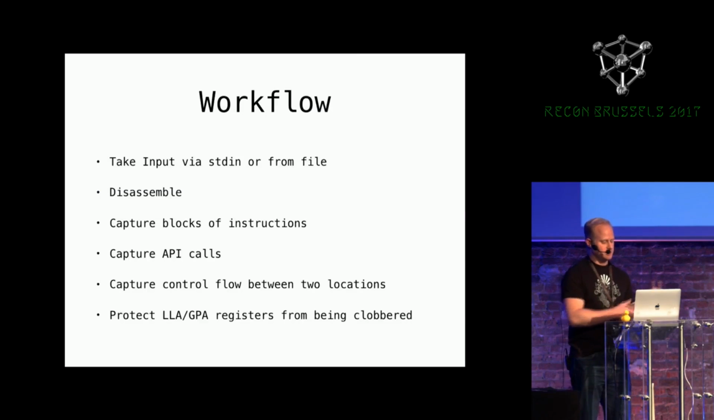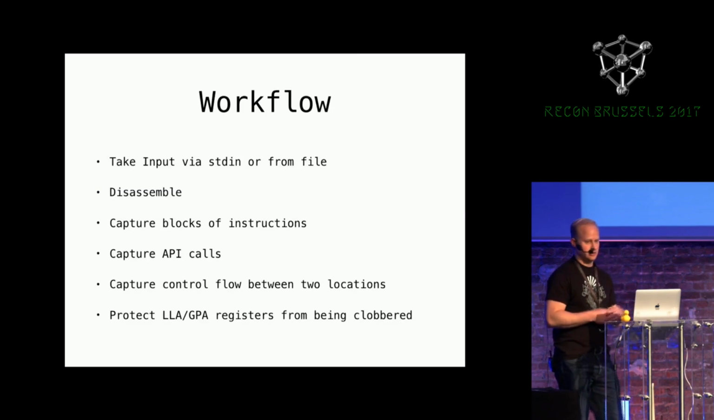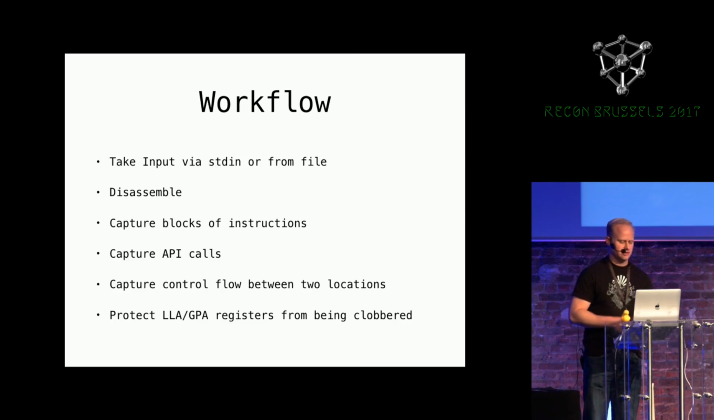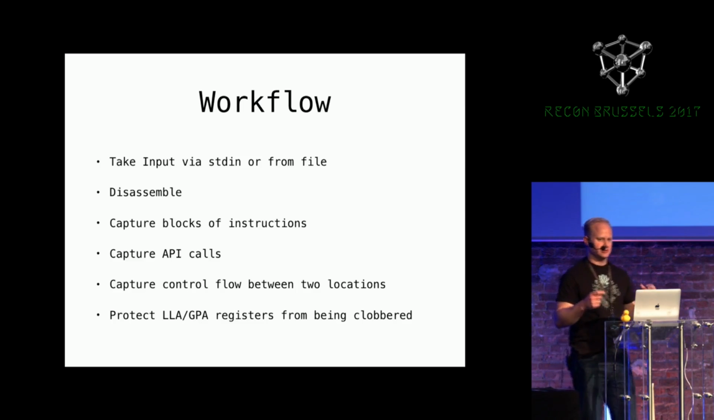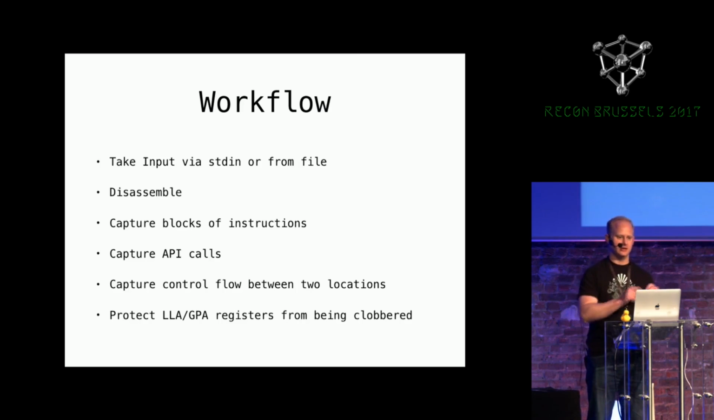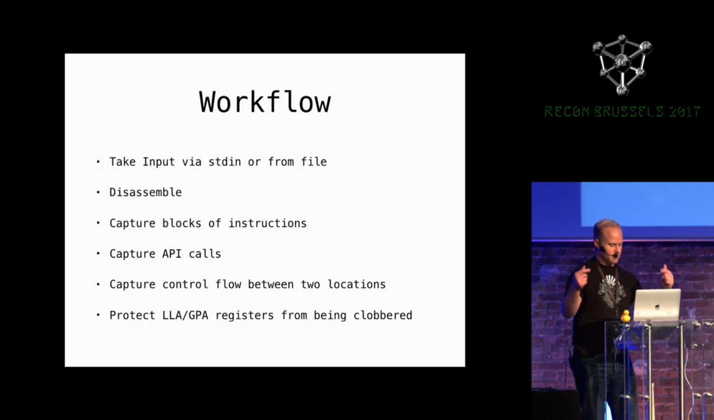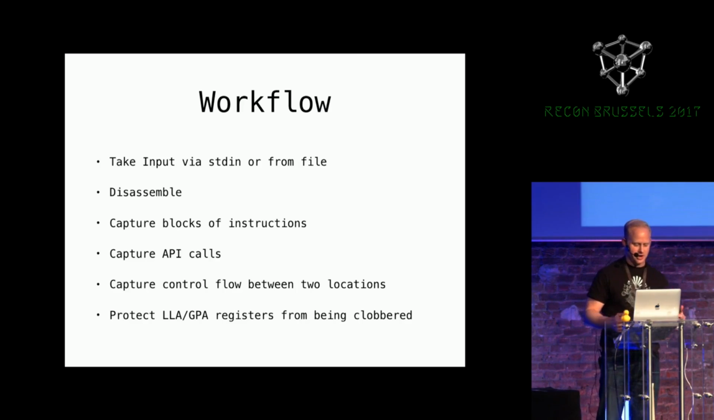My script would take input either via stdin or from file. I would disassemble, and I use Capstone because I use Capstone at BDF, and it's really easy to use, right? And then I would capture the blocks of instructions. And so every instruction I would tag with a unique identifier saying, all right, this is part of this block. So I had everything. I would capture the APIs. I would capture control flow.